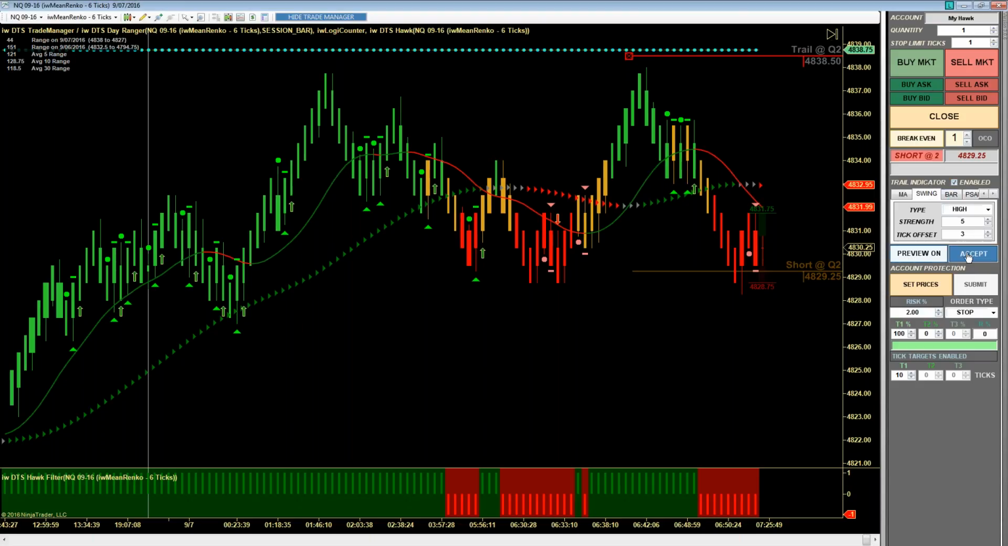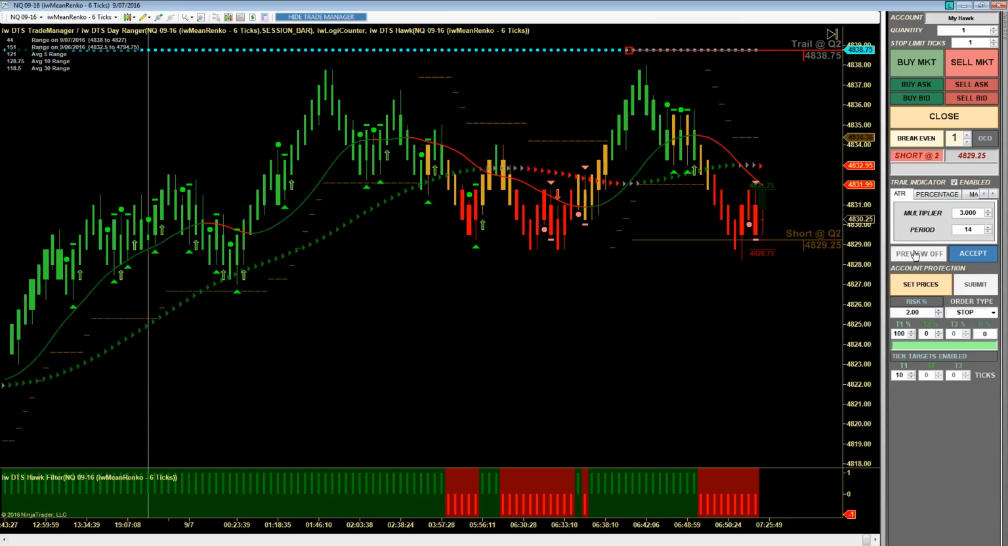All right, so I'll enable the swing high strategy, which is going to roll the stops according to the swing highs by the parameters that I've set here. You can also preview different stop strategies. So if you're thinking, gee, I wonder what the ATR would look like, you can throw the preview on, and these orange hash marks tell you where your stop would be if you were running the ATR strategy.